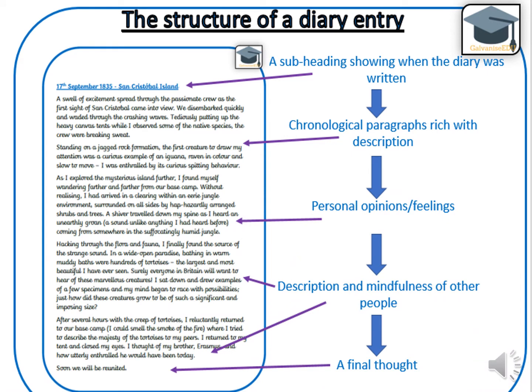This is the structure of a diary entry. So first, we have a subheading showing when the diary was written, which is the date. Then, chronological paragraphs which are rich with descriptions. You start writing in chronological order from when it started and what happened next. Then you go on with your personal opinion or feeling, then description and mindfulness of other people, like their opinion or something they would like to say or add, and a final thought of yours.